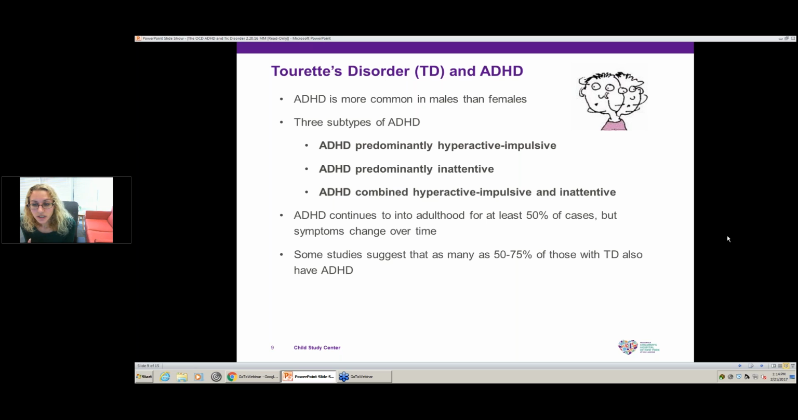And there's also the predominantly inattentive type, in which they're often distracted, have difficulty following directions, seem as if they're not paying attention, may be forgetful in their daily activities, and often lose things. And then there's the combination of all of these symptoms together. The connection between Tourette's disorder and ADHD appears to be very high, with as many as 50 to 75% of individuals with Tourette's disorder also meeting criteria for one of these types of ADHD.